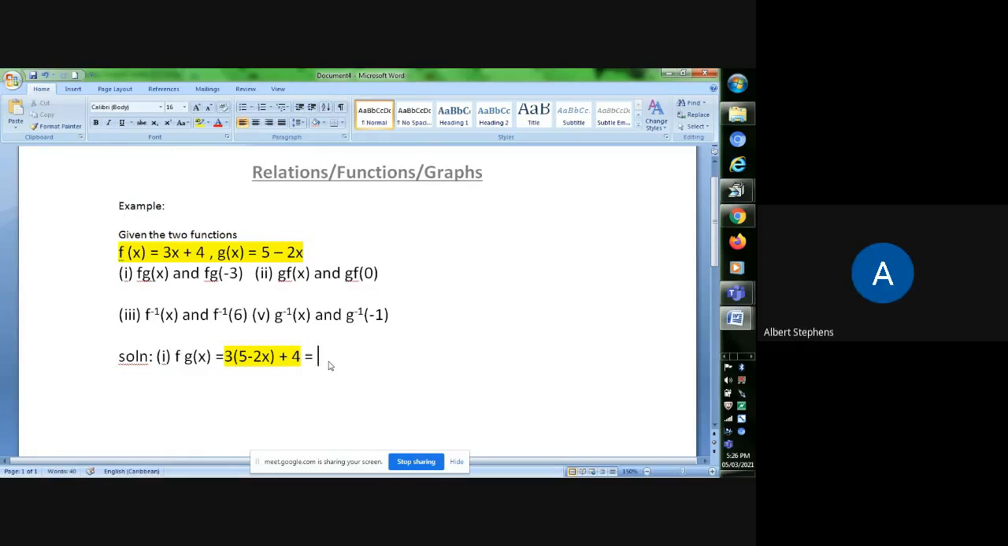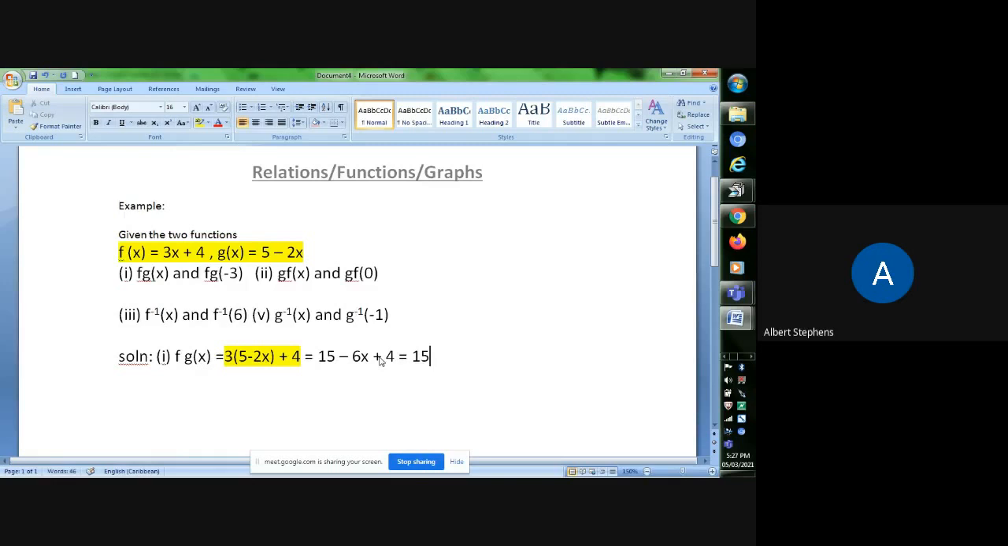And then we proceed to simplify. We're going to use the distributive law to work out the bracket. 3 fives, 15, and 3 times 2x is 6x. Question: do I say 3 times 4? No. Why not? Because the bracket stops right here, doesn't it? So all we do is write back the 4.